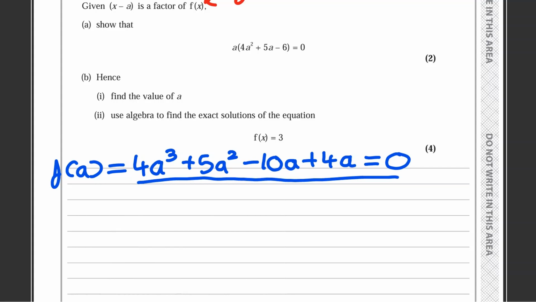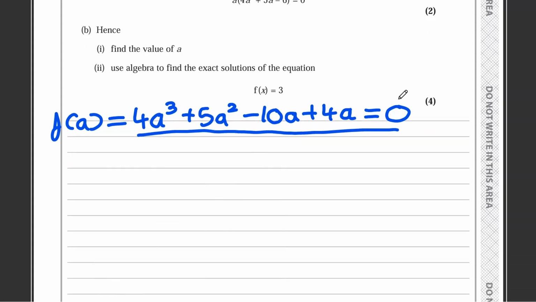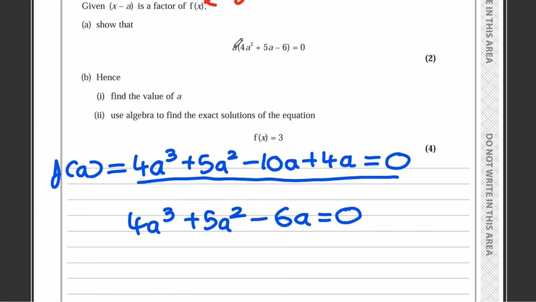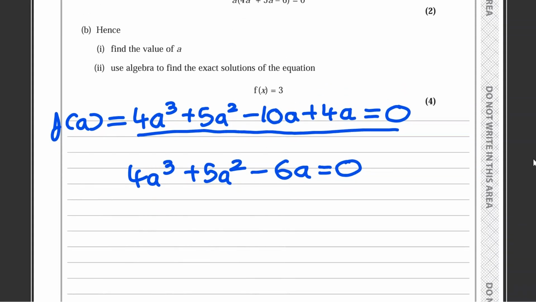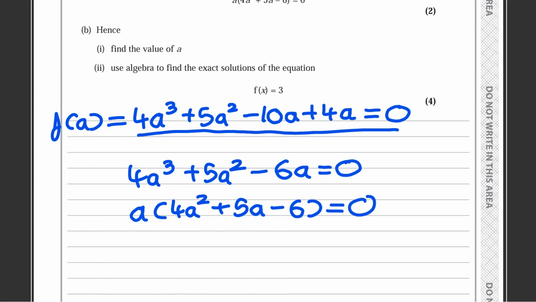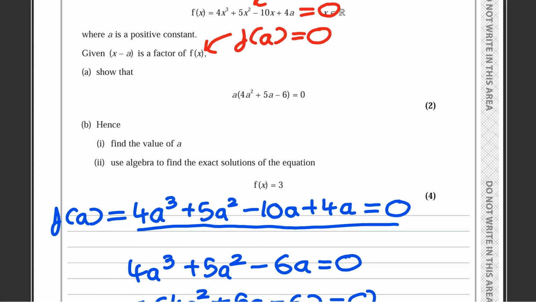So we have this equation here, and we need to get it into this format. So we can do some simplifying. So we're still going to have this 4a cubed plus 5a squared here, and here we have this minus 10a plus 4a, which can be simplified to minus 6a, and this is equal to 0. And you can see in this final answer here, we need to factorize out a, and we have a common a in all of these terms. So if we factorize out a, it's going to be a, and then 4a squared plus 5a minus 6, and this is equal to 0, and this here is what's required. So we've got the final answer.